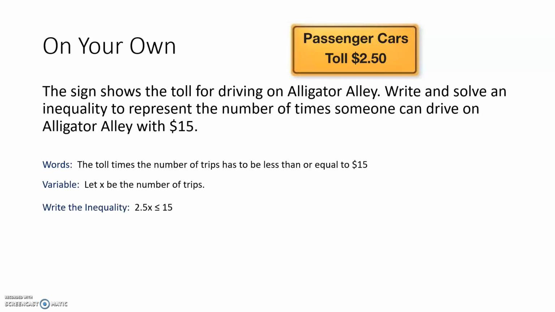Now I'm going to write an inequality: 2.5x is less than or equal to 15. Where am I getting this from? The 2.5 is the toll. I'll just take off that 0 because we don't need it there. x is the number of trips on the road, and 15 bucks is the limit. As long as I don't go over 15 bucks, I'm good. So whatever x is, the total has to be less than or equal to 15.